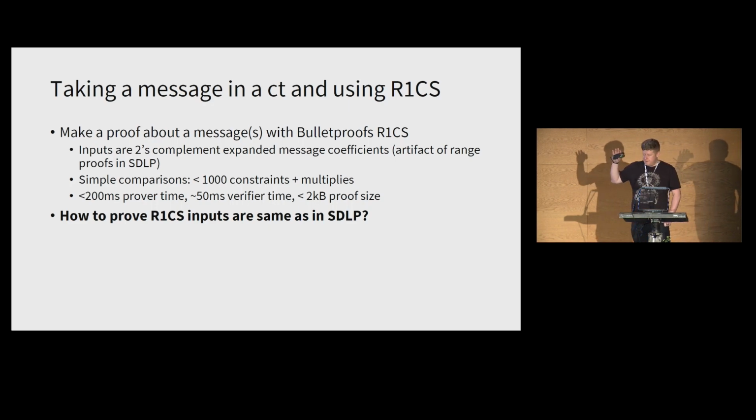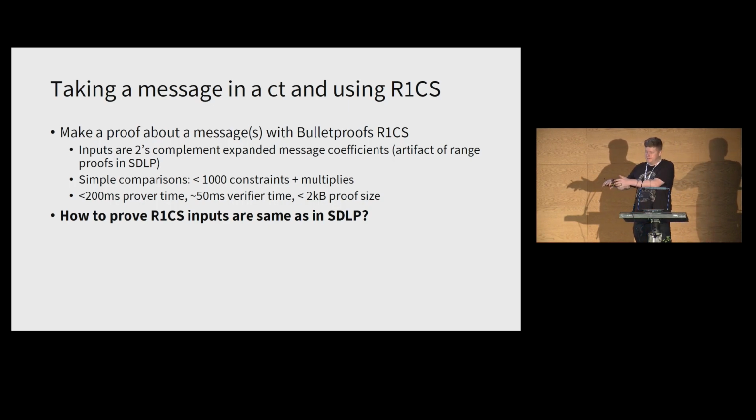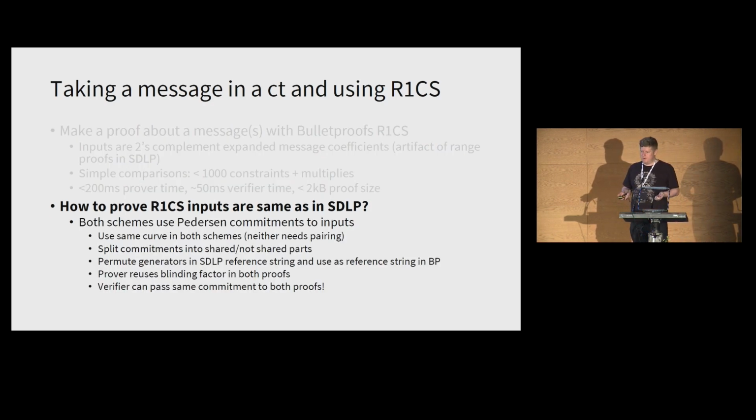So now that we have an R1CS circuit that shows some kind of properties of the messages in some ciphertext, and we have the short discrete log proof showing the well-formedness of some ciphertexts, how do we show that the inputs to the R1CS circuit, and then the message that's going into them, is in fact the same message you used when proving the well-formedness of the ciphertext? And it turns out both proof systems use a Pedersen commitment at their core to their inputs. And so what you can do is use the same generators for both proofs. Neither of them uses trusted setup.